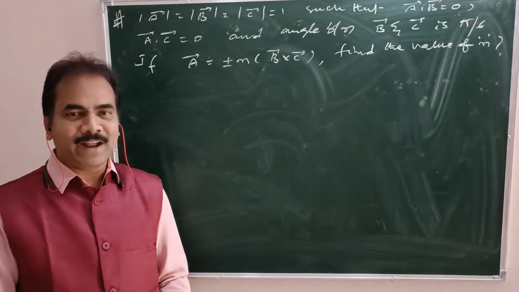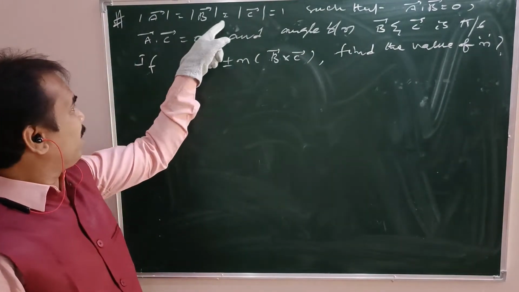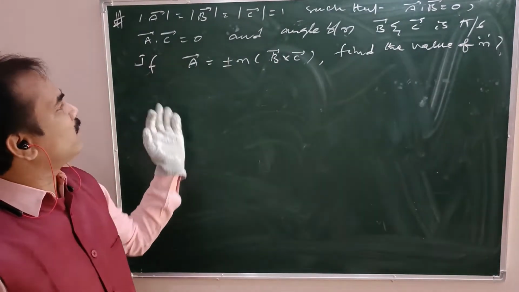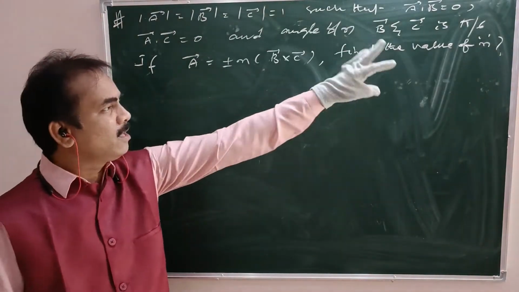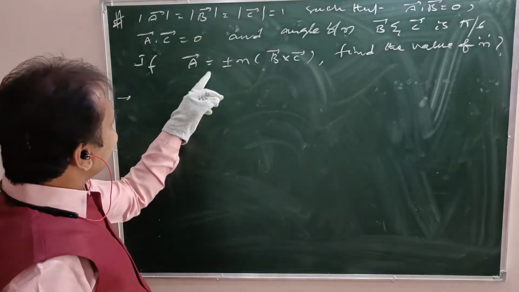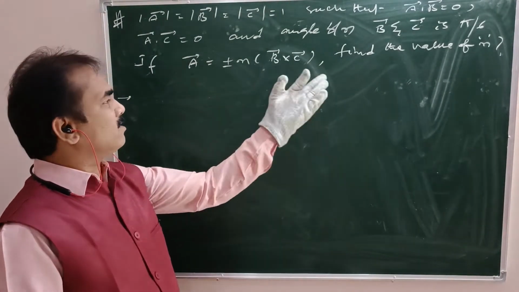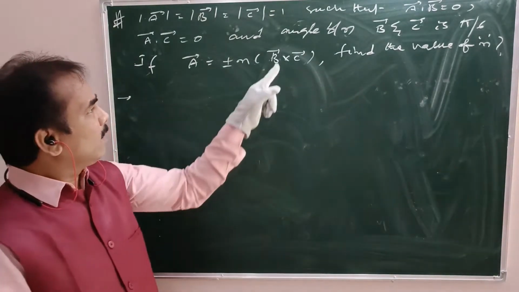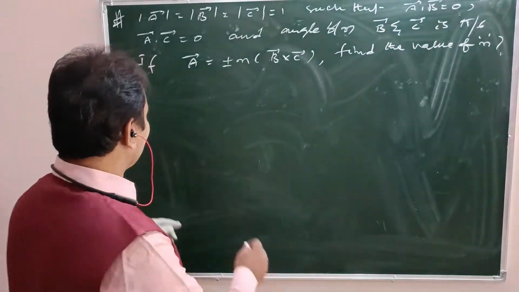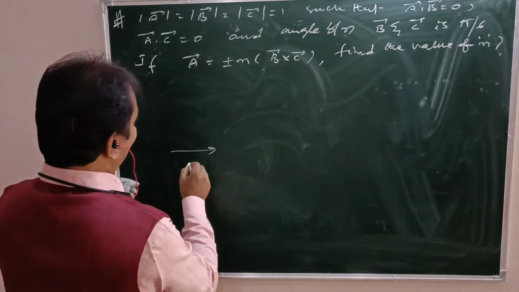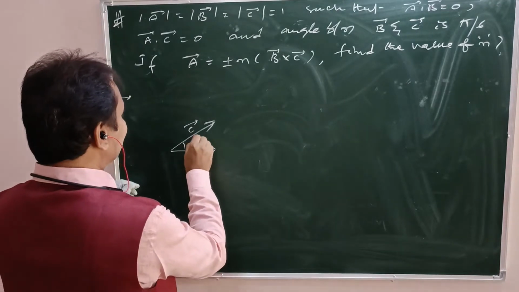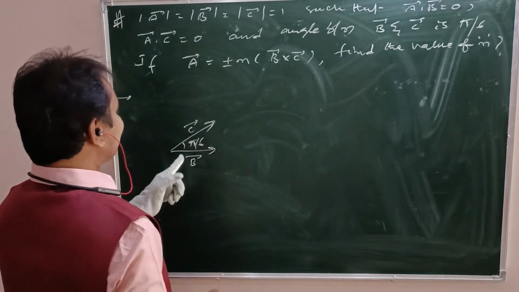We have three unit vectors A bar, B bar and C bar such that A bar dot B bar equal 0, A bar dot C bar equal 0, and the angle between B and C is pi by 6, that is 30 degrees. Given data is A bar is written as plus or minus n into B cross C. Find the value of n. Take this point into consideration: the angle between B bar and C bar is pi by 6. Suppose I write B bar here and C bar here. The angle between these two is pi by 6, that is 30 degrees.